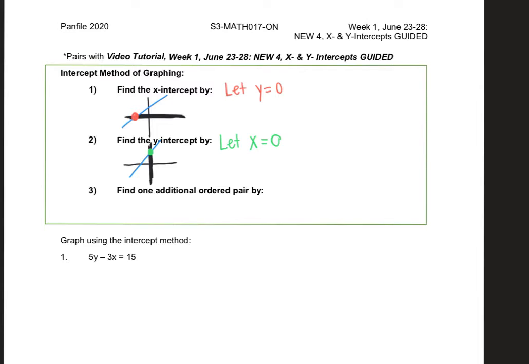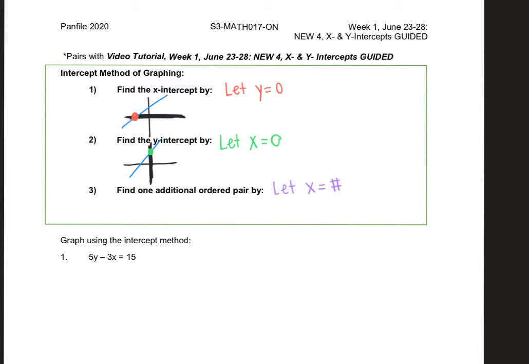Now, we want to find one additional point because ultimately, just like we did in the last video tutorial, if we make a mistake, there's very little to catch that mistake if we are not finding another point that falls on this line. So we're going to do that, and we're just going to let x equal another number, all right? And this could really be any other number.